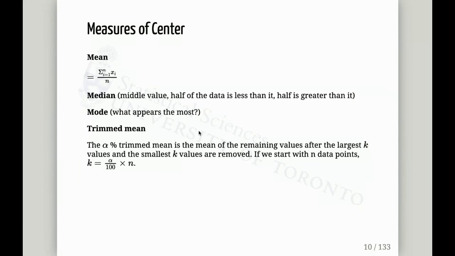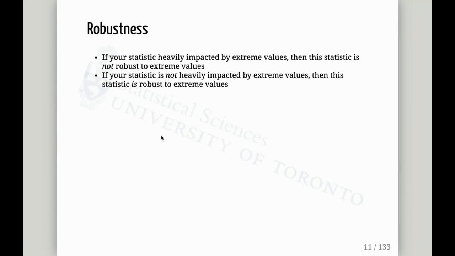And the mean, again, is very easily influenced by really big numbers or really small numbers, basically outliers, right? So to mitigate those effects, we can use a trimmed mean, where you take away the biggest numbers and the smallest numbers on both ends. And then robustness is the opposite of sensitivity. If your statistic is heavily impacted by extreme values, then your statistic is not robust. If your statistic is not heavily impacted by extreme values, then your statistic is robust.